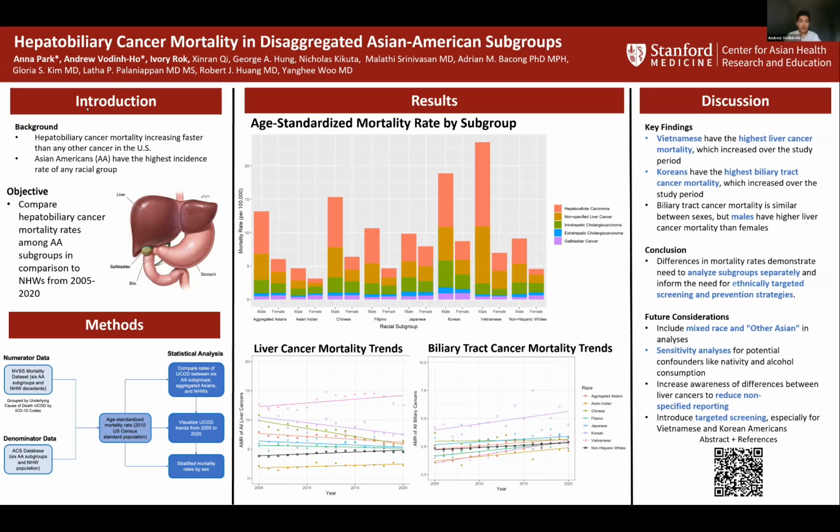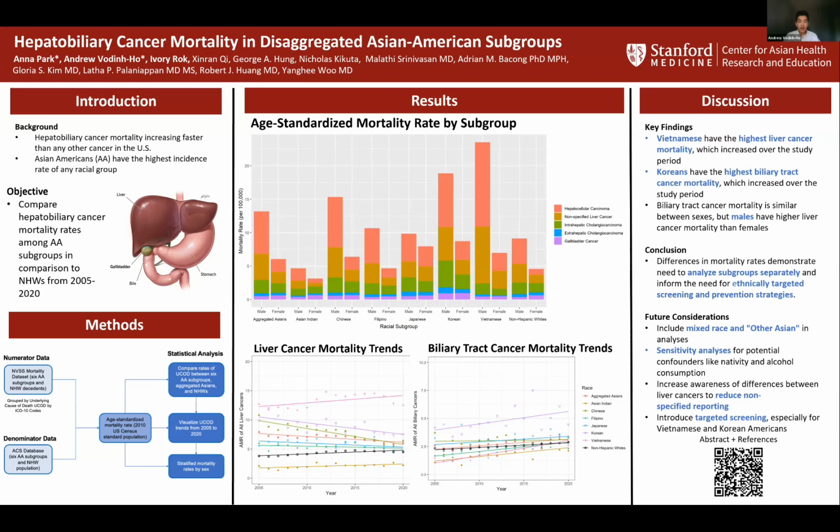Moving on to our results, this first graph at the top shows age-standardized mortality rate by subgroup, and then further disaggregated by sex. So if you first look at hepatocellular carcinoma and non-specified liver cancer, shown in red and gold, you can see that Vietnamese have the highest mortality by far out of all the subgroups. And if you look at the graph in the bottom left showing the trends over time for these cancers, you can see that the Vietnamese rate is actually increasing, making this effect even larger.